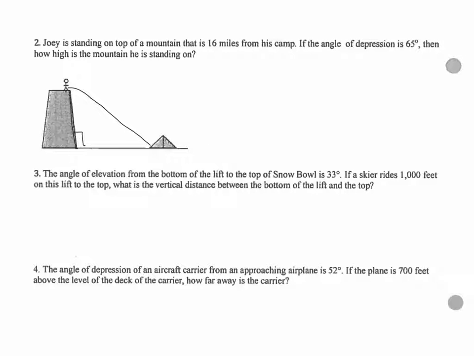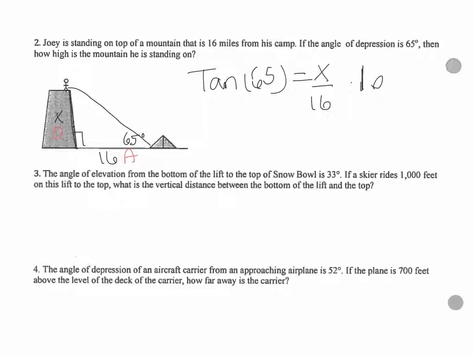So my angle of depression is on the ground, 65, because it's the same as angle of elevation. I'm looking for how high the mountain is, and it's 16 miles from his camp. So we said O and A, so that's tangent. So tangent of 65 equals x over 16. So now I have to solve for x, so I'm going to multiply by 16 on both sides.